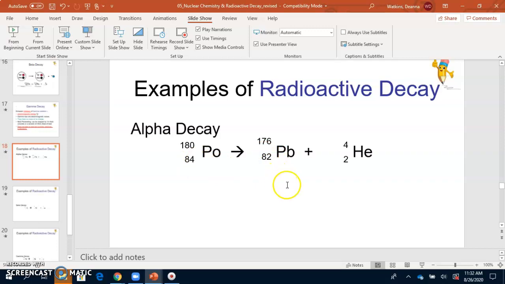Now, a way for us to double check and make sure that we have done this problem correctly: there is a plus sign here. When you add 82 plus 2, it should equal 84. If you add these 2 bottom numbers together and it does not equal this number, that means you have done something wrong and you need to fix it. Most likely you need to fix this, because this does not change. Then if you add 176 plus 4, it should equal 180. That is a way to double check and confirm that you have completed the problem correctly.